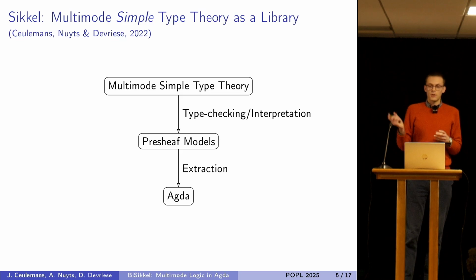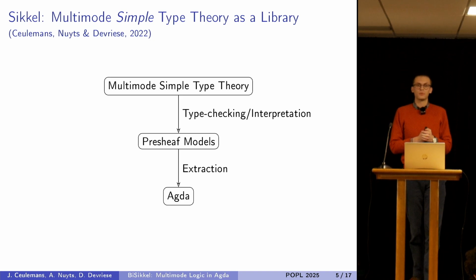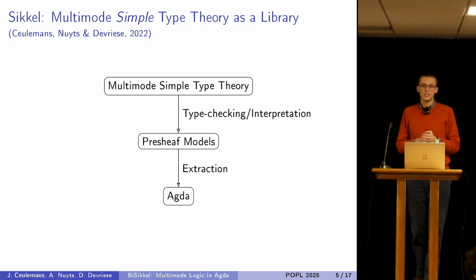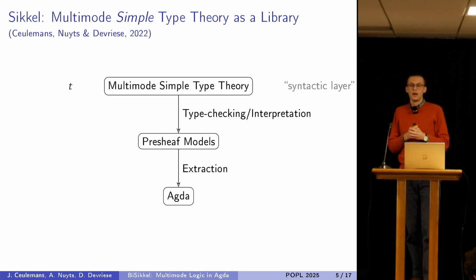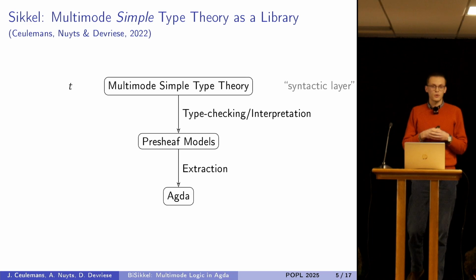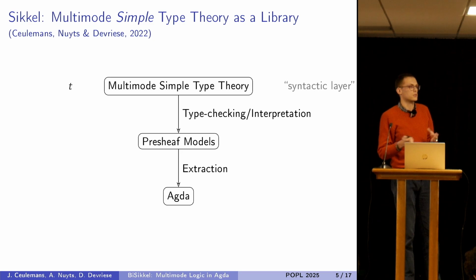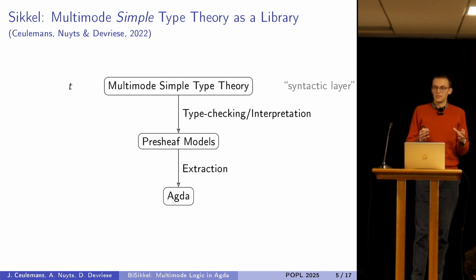And so a couple of years ago, we gave a positive answer to that question for a simply typed fragment of MTT. So there we implemented our Sikkel library in Agda. And so Sikkel consists of, well, 3 layers. So the first layer is a syntactic layer, and that is a formalization or an encoding in Agda of what we call Multimode Simple Type Theory, or MSTT. So that's a simply typed fragment of MTT. We can instantiate that with a mode theory and then write modal programs in it.